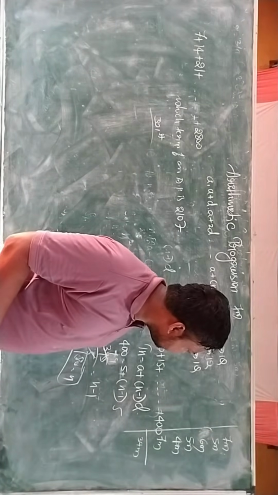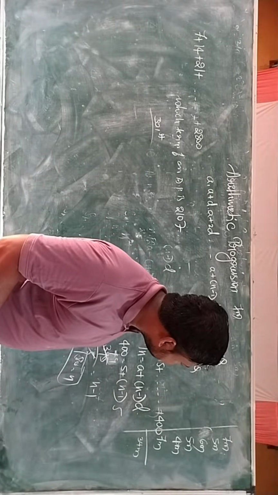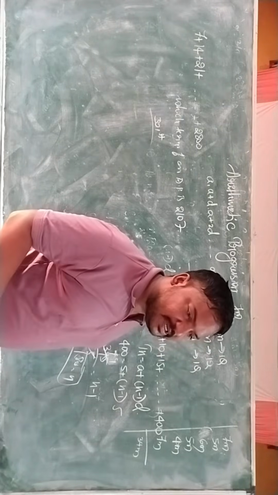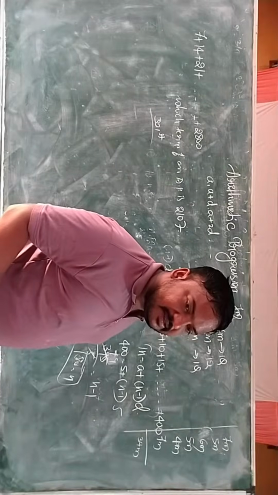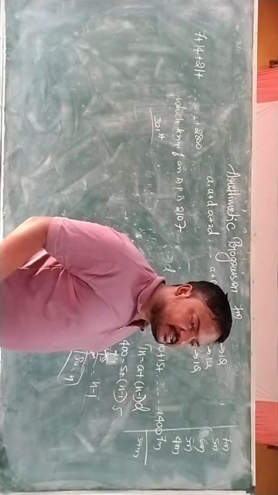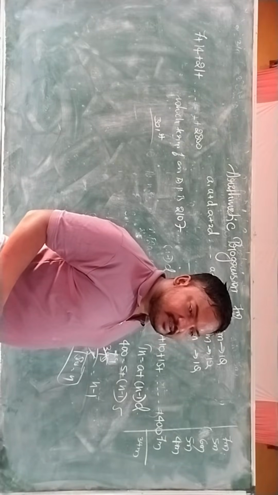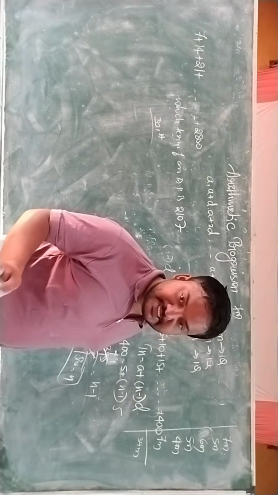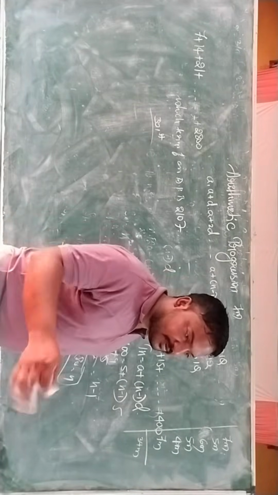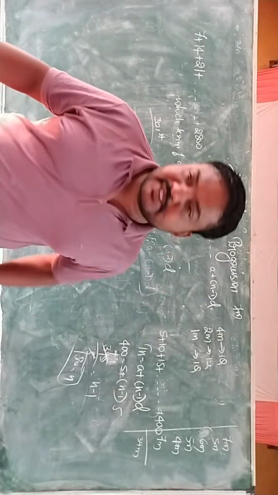How many are remaining? 8 are there. 8 chapters are there: trigonometry, applications of trigonometry, triangles, quadratic equations, polynomials, probability, surface areas and volumes, statistics. There are also important questions, fixed questions you will get. That I will discuss tomorrow. The remaining 8 chapters I will discuss tomorrow.